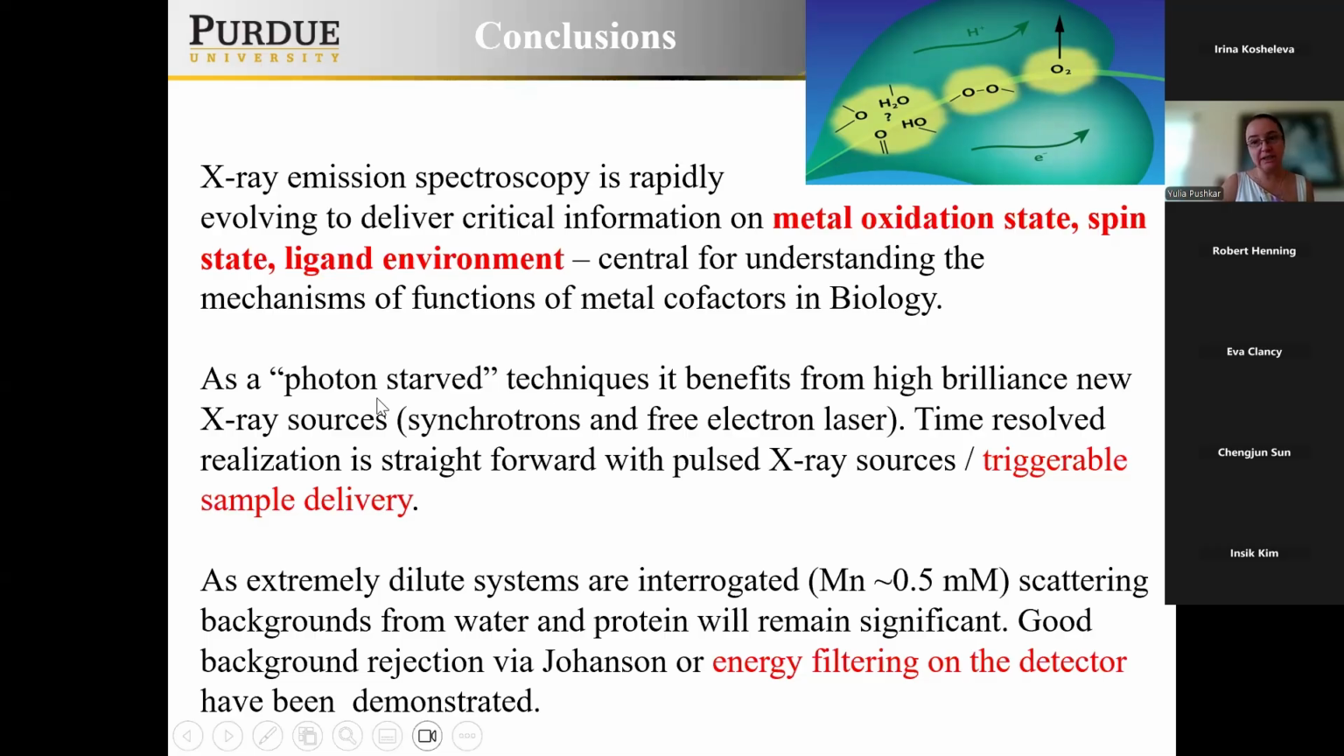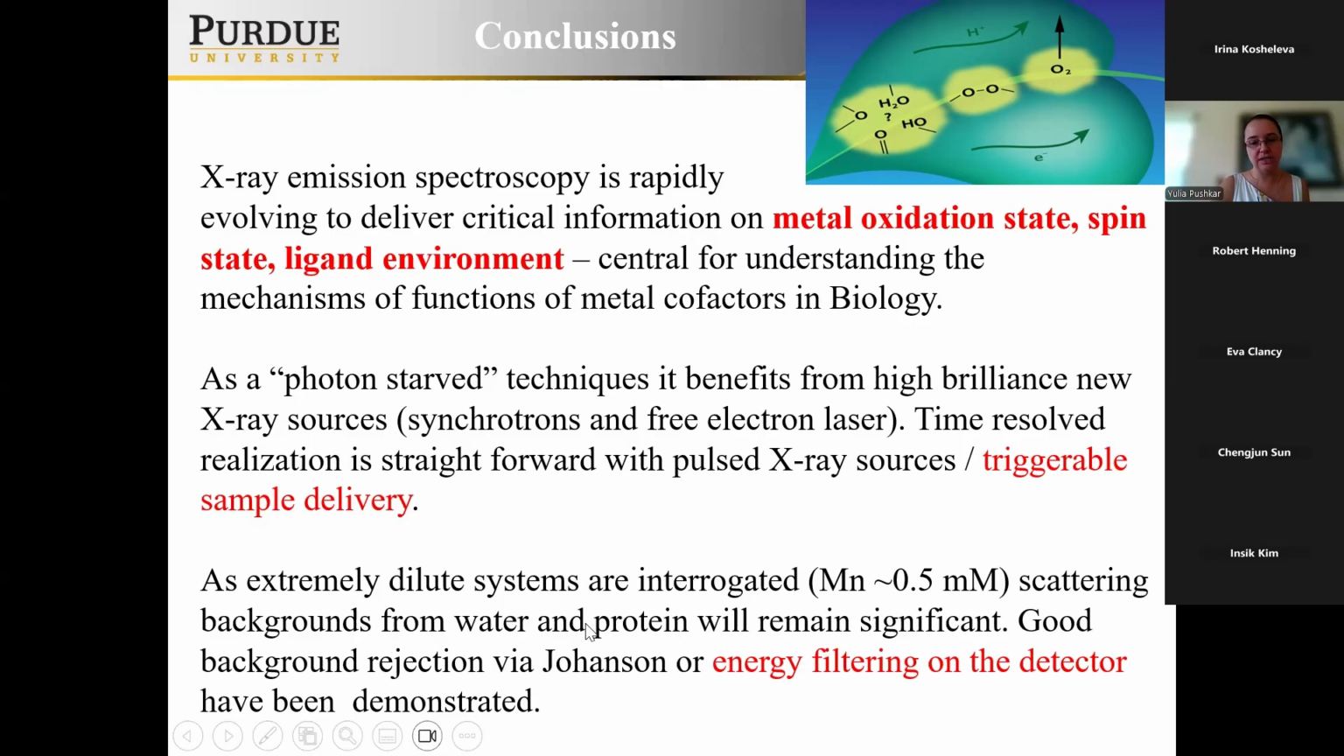Photon-in, photon-out techniques are difficult, but with the high brilliance of new-generation X-ray sources, they are becoming more and more available. Time-resolved realization is straightforward. Actually, we never had a problem with timing and delivering X-ray pulses. Triggerable sample delivery is another big problem. So if you have a more economical sample delivery system, I'm very happy to connect and discuss.